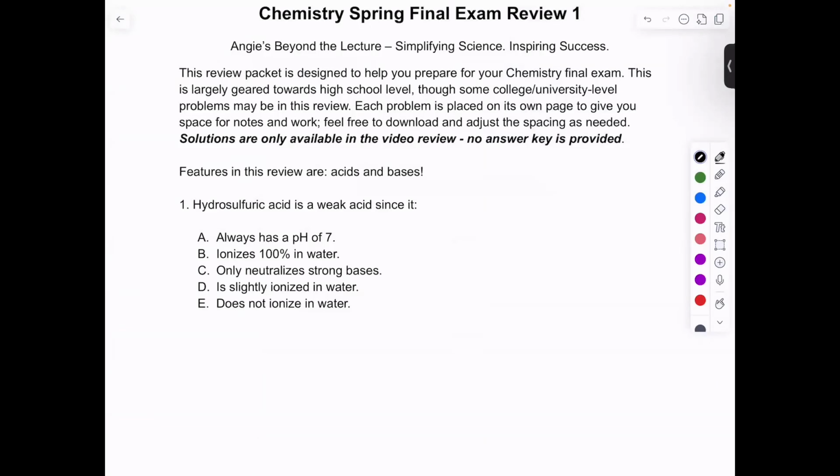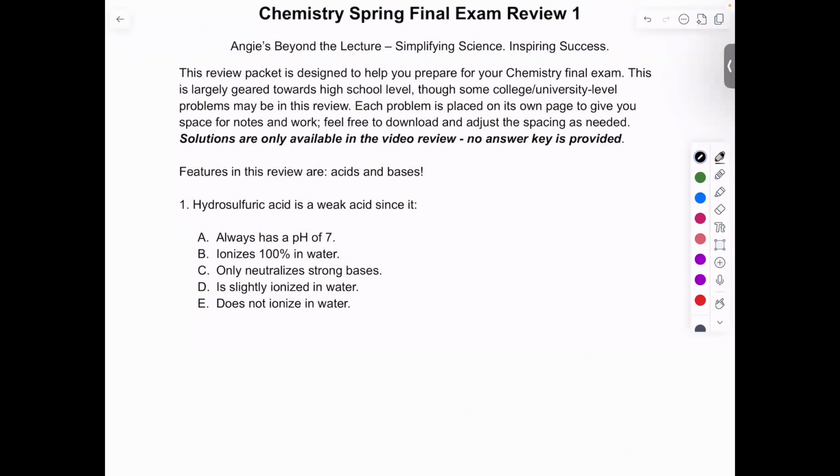Hey there. So first question: hydrosulfuric acid is a weak acid since it dot dot dot, and we fill in the most valid answer, the correct answer. Typically, tests and quizzes ask for the best answer. So keep in mind there might be one good answer and then an even better answer, but it depends on how sneaky your teachers are.